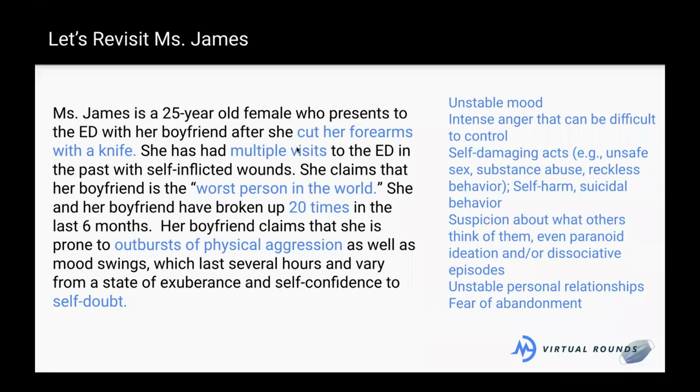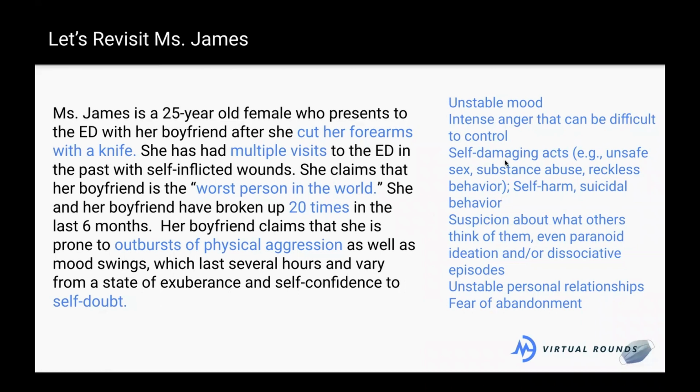Multiple visits to the ED for the same thing. Again, just repeating patterns. You had mentioned worst person in the world. Absolutely. It's a very dramatic thing to say. 20 times breaking up is insane. Outbursts of physical aggression for sure. And she's got this self-confidence to self-doubt. I put again here some of these criteria for borderline, just so you can compare and contrast what she has.